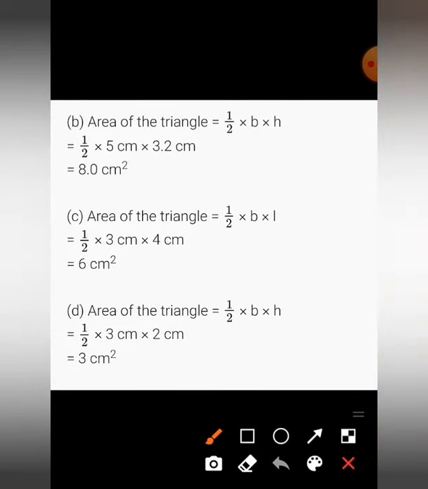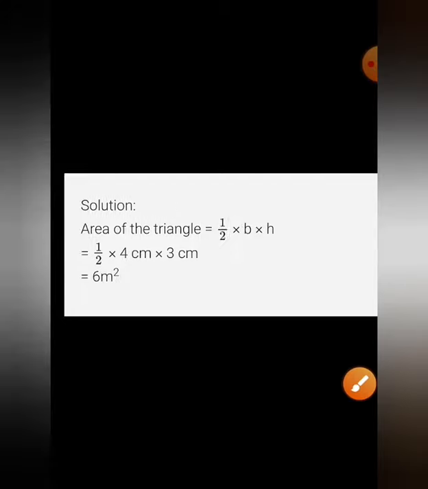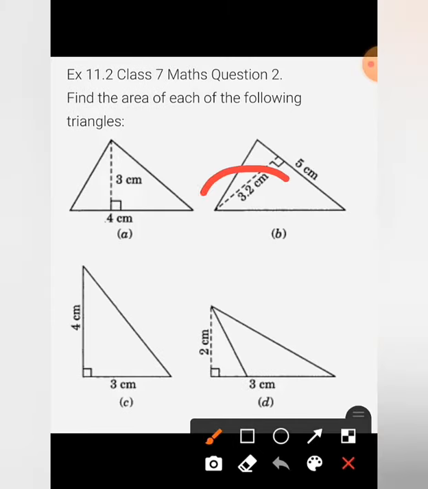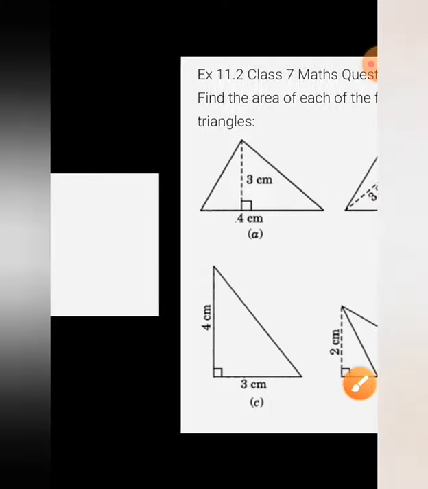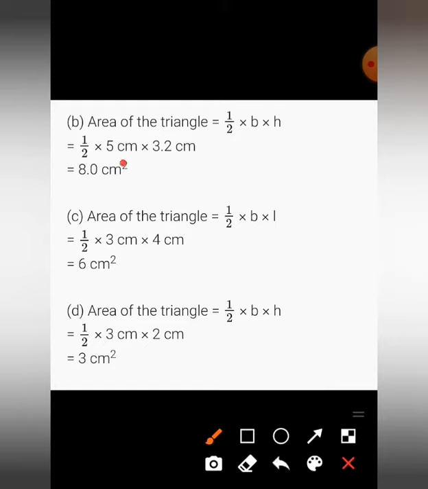Second one, again area of triangle, half base into height. So half into 5 into 3.2 centimeter. If you see the figure, in the second one this is your height 3.2 and this is your base 5 centimeter. We will multiply these both. Half into 5 centimeter into 3.2 centimeter. Here again cancellation is possible: 2 ones are 2 and 2 sixteens are 32. Now this is 3.2, so here also we have to keep the point. It will be 1.6. So 5 into 1.6 will give you 8.0 centimeter square. This will be the answer of the second one.